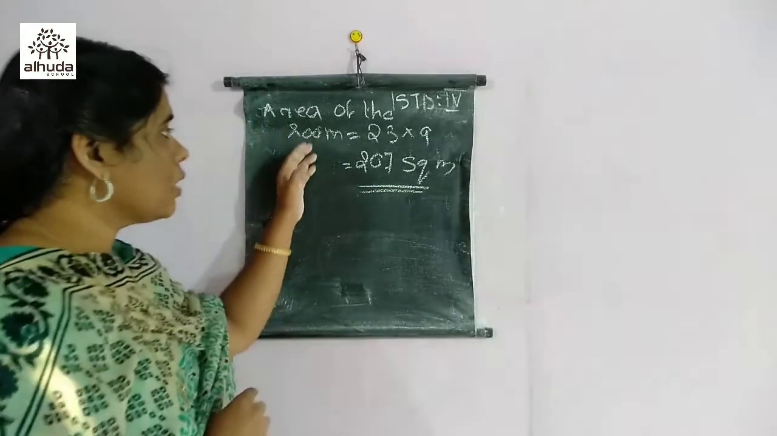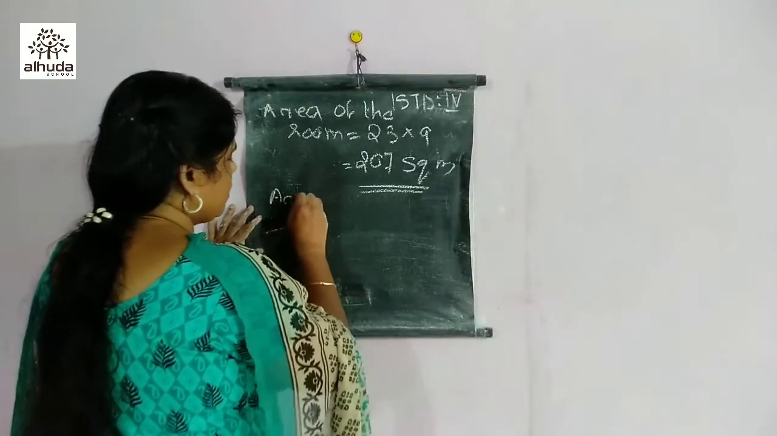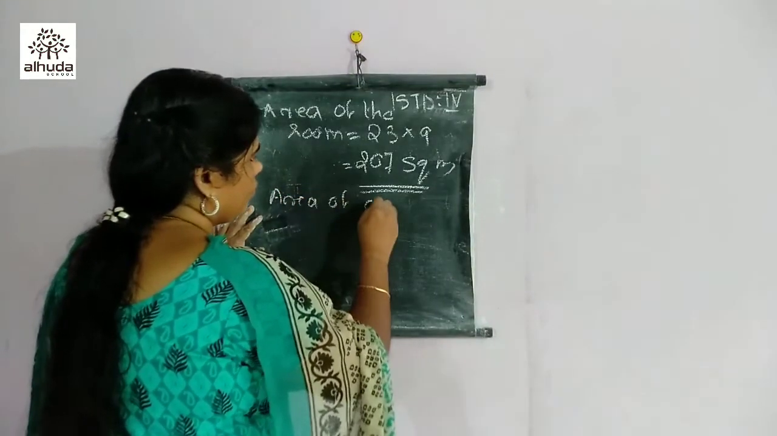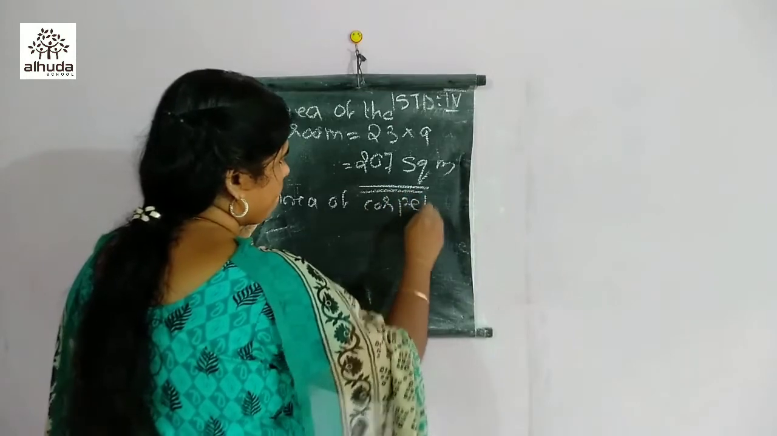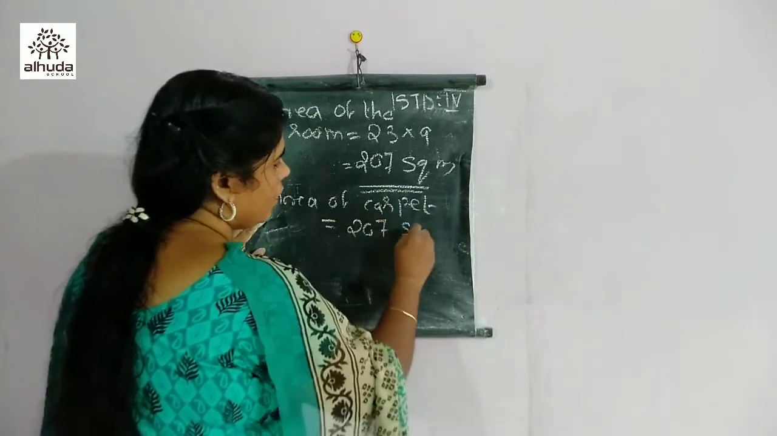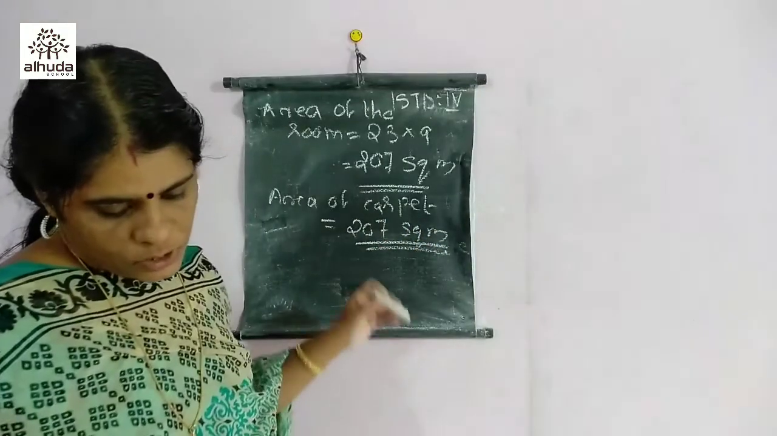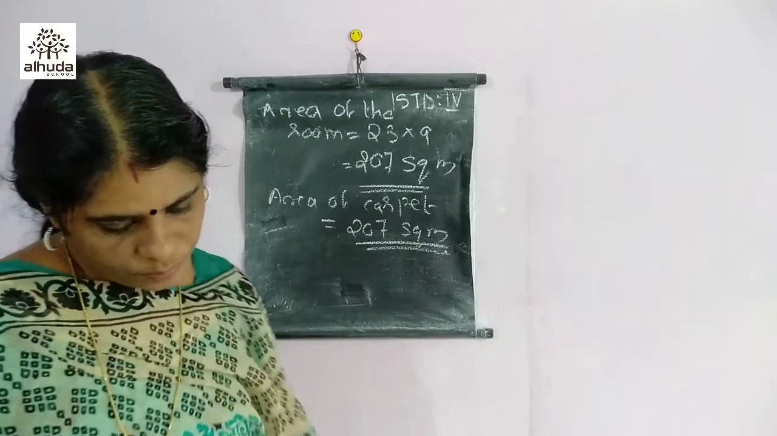So how much carpet we needed? Area of carpet is equal to 207 square meter. Okay. In this way we can find out.